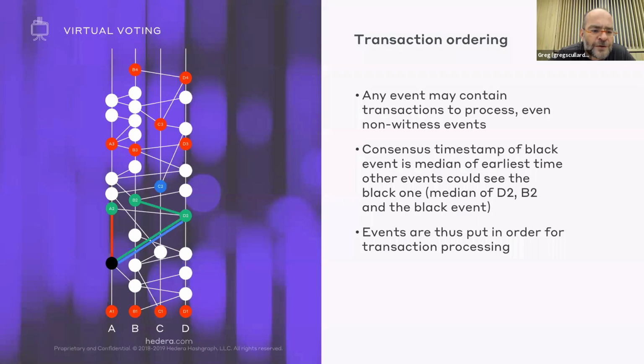So all we've done so far is to look at witness events. The black event, which was one of the white ones but I've made black for the purpose of the slide, is defined as having a round received of 2. It means that all the famous events in round 2 can see it. We determined earlier that A2, B3, and D3 are famous events, and they can all see this particular black event in Alice's line.